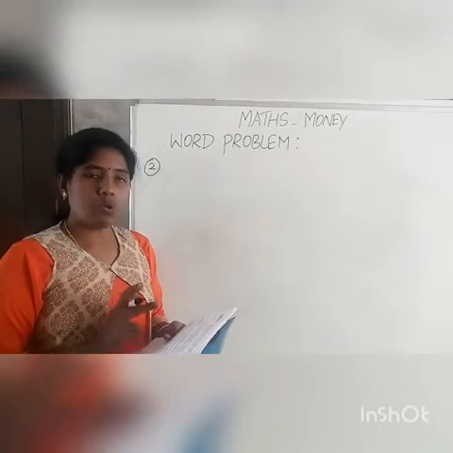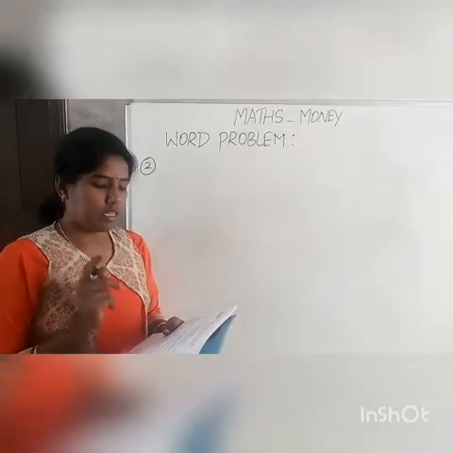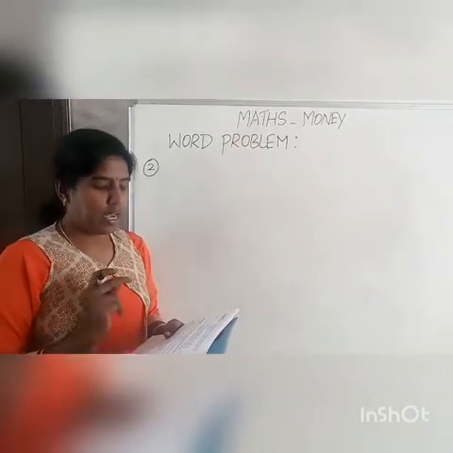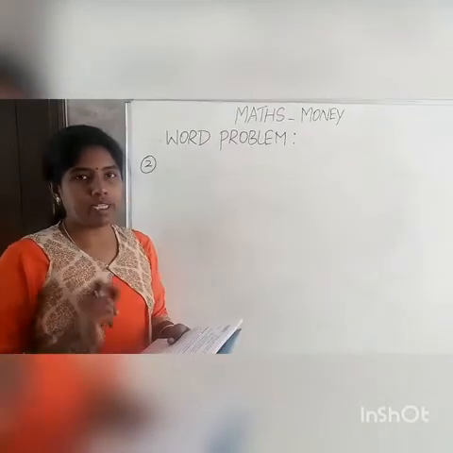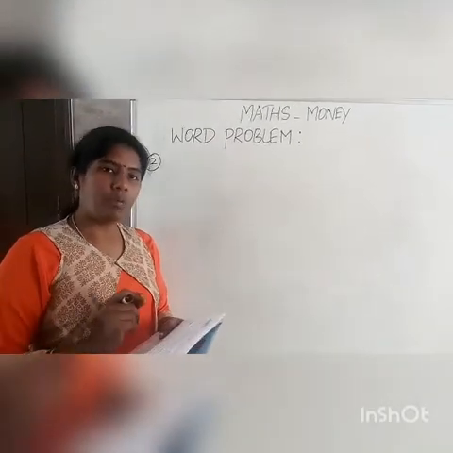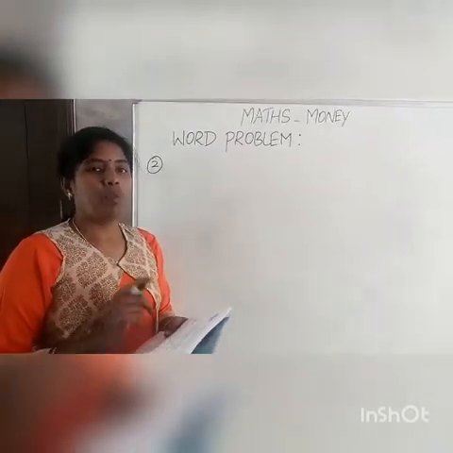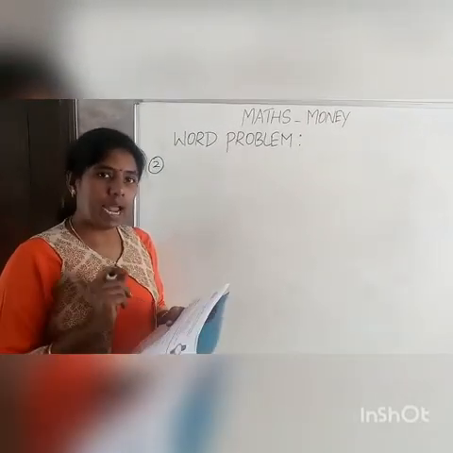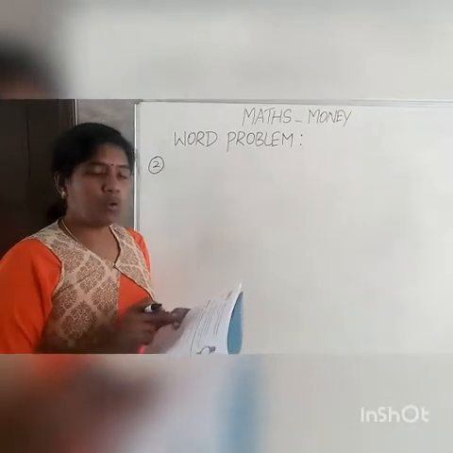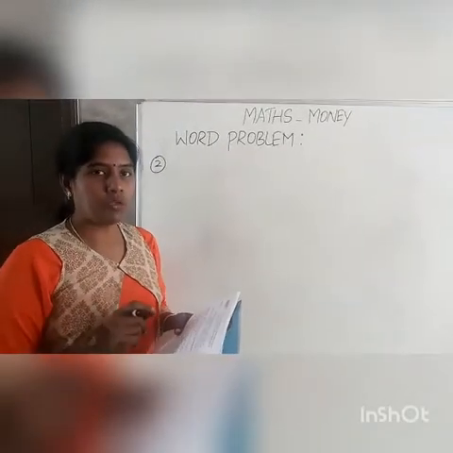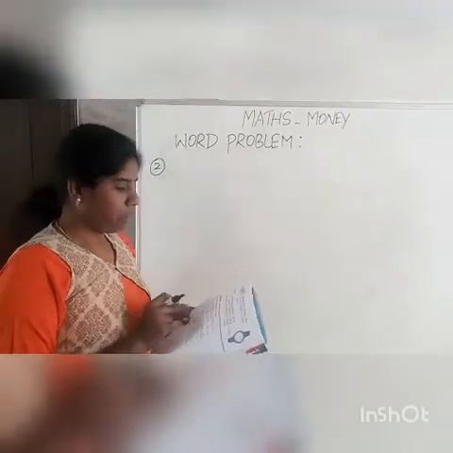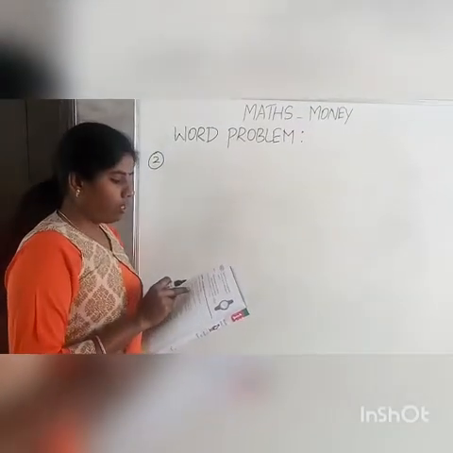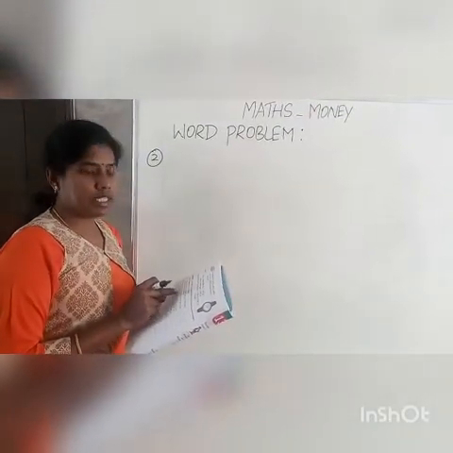So they have given two amounts of money that you have spent, and they are asking how much money did I spend. To find out how much money I spent, we need to add both the money together. So it is addition of money. Before doing that addition, we need to write the statement for the sum. So I bought a shirt for rupees 567.